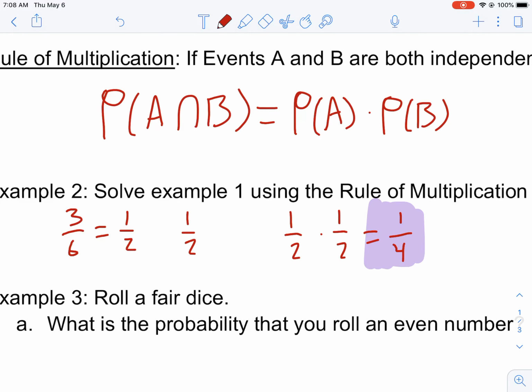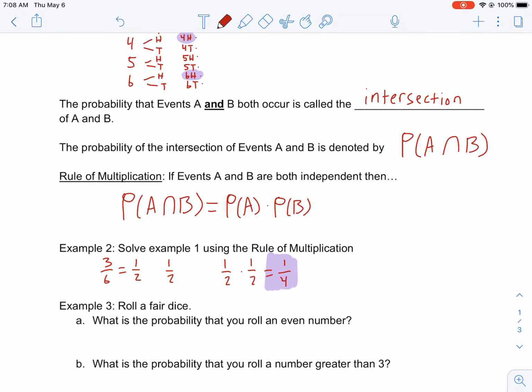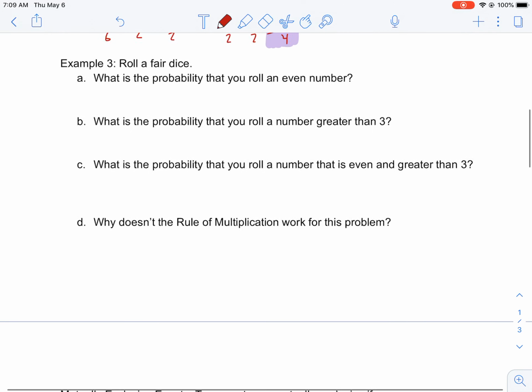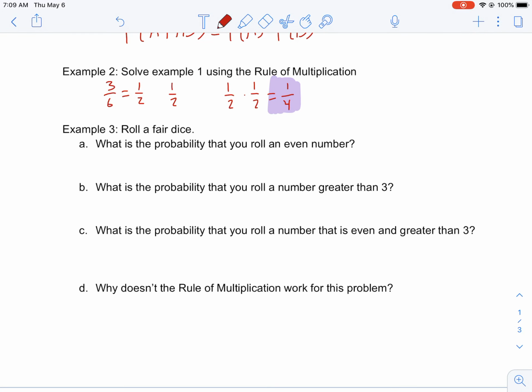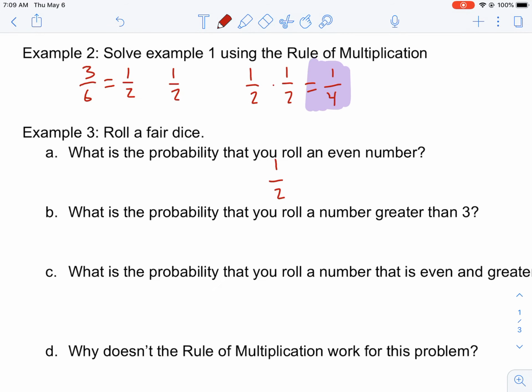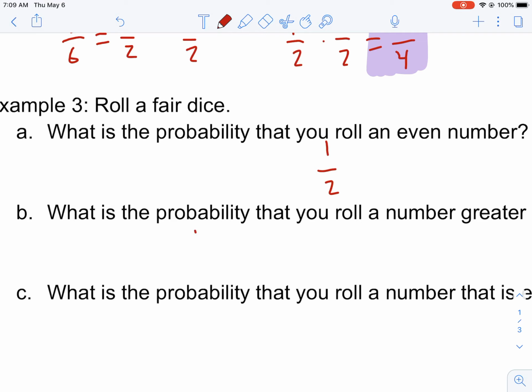So this is a nice formula. That way you can just multiply things together. You don't have to make the whole tree, but sometimes making the tree is helpful in certain situations. So we're going to look at a couple more examples. What is the probability that you roll an even number? We've already said this. It's a half. What is the probability that you roll a number greater than 3? Well, numbers greater than 3 are 4, 5, and 6, and there's 3 of those. We know it's out of 6 total outcomes. So 3 out of 6, also a half.